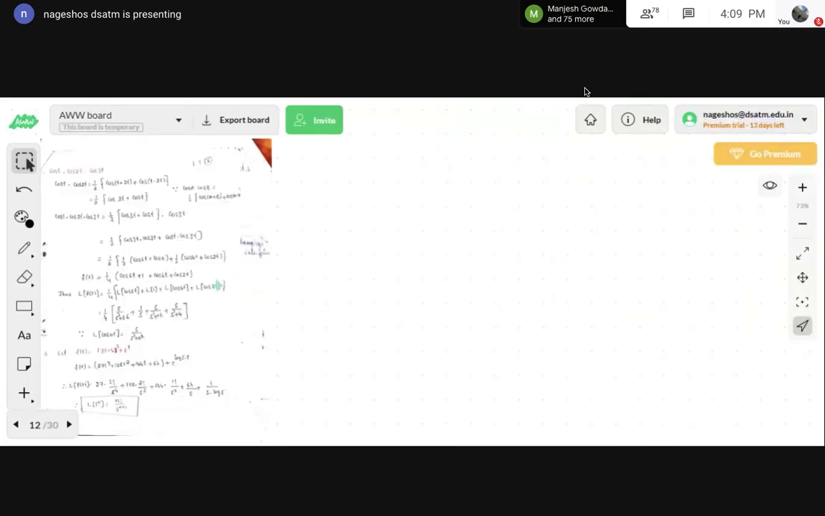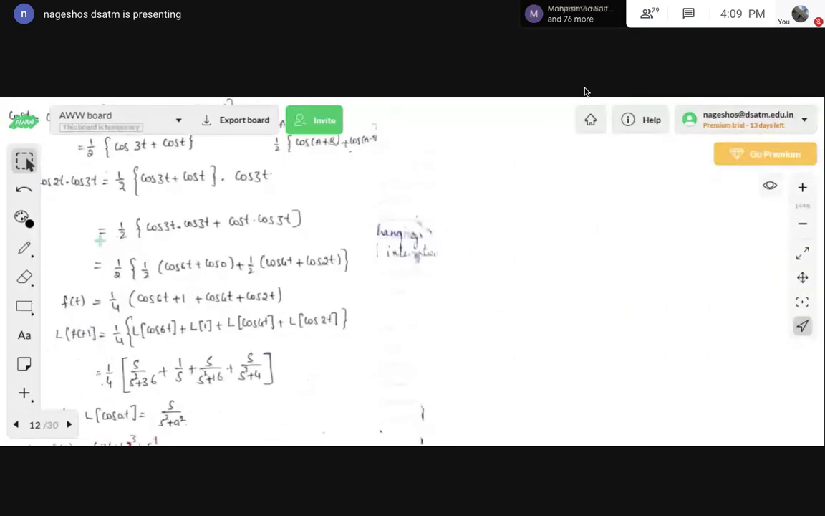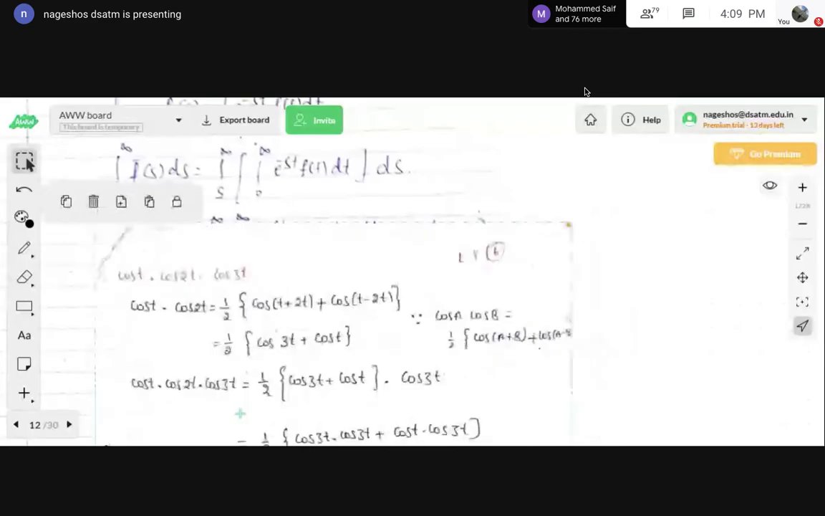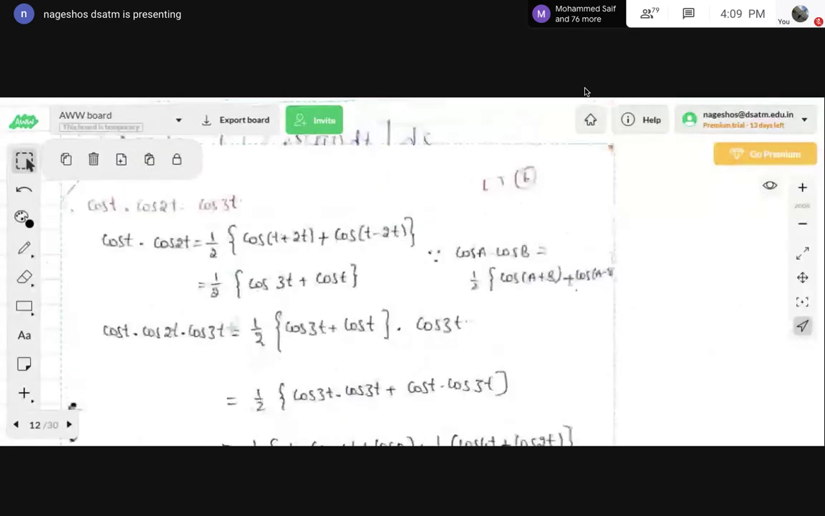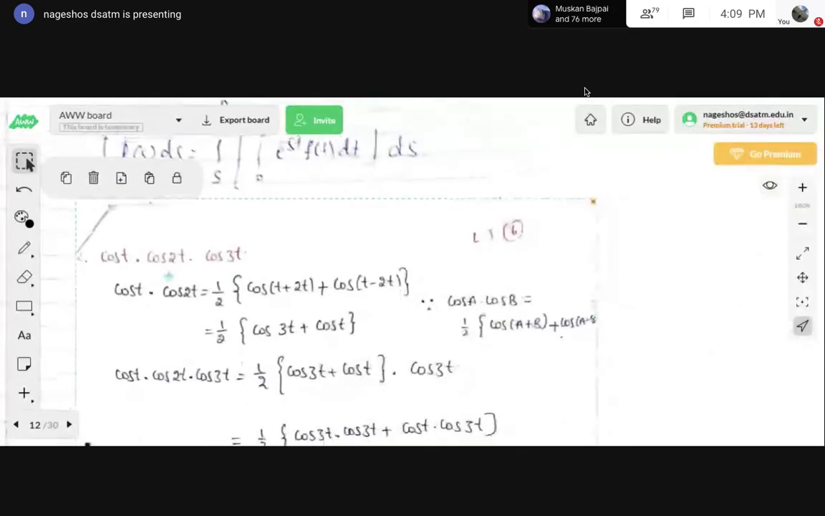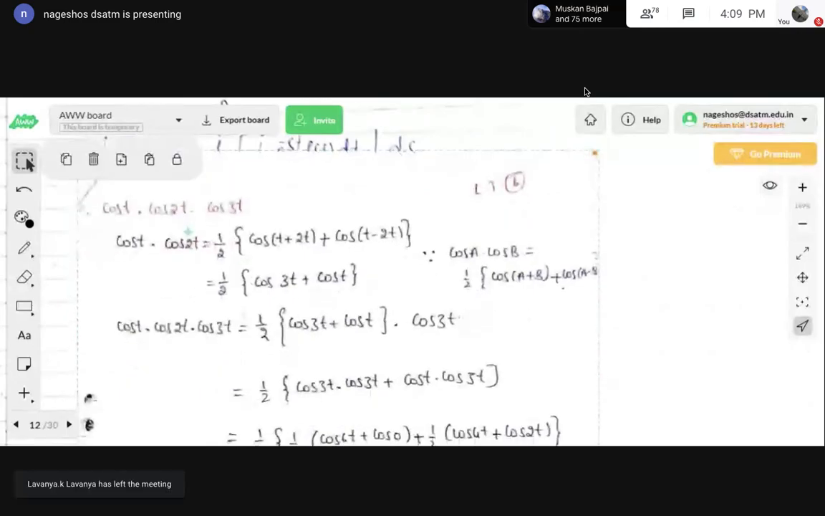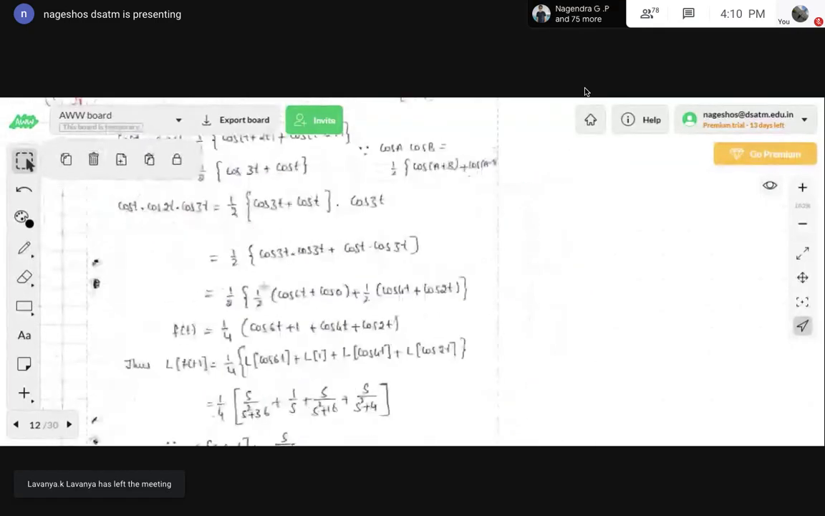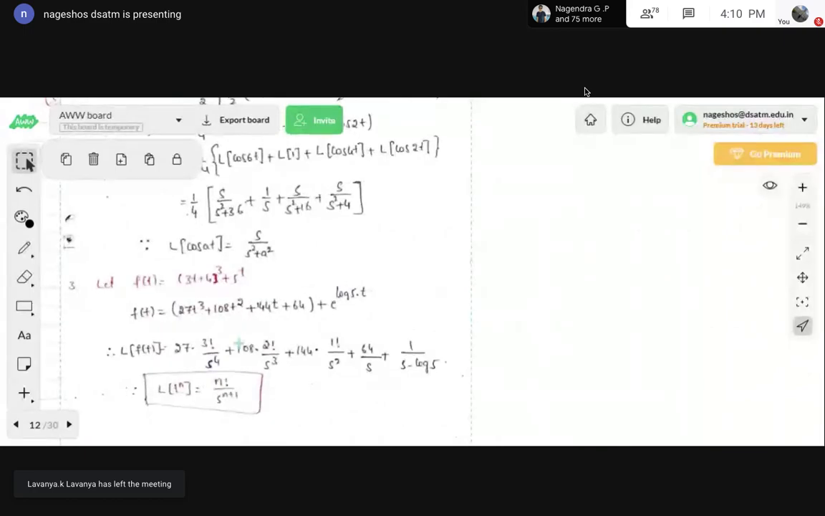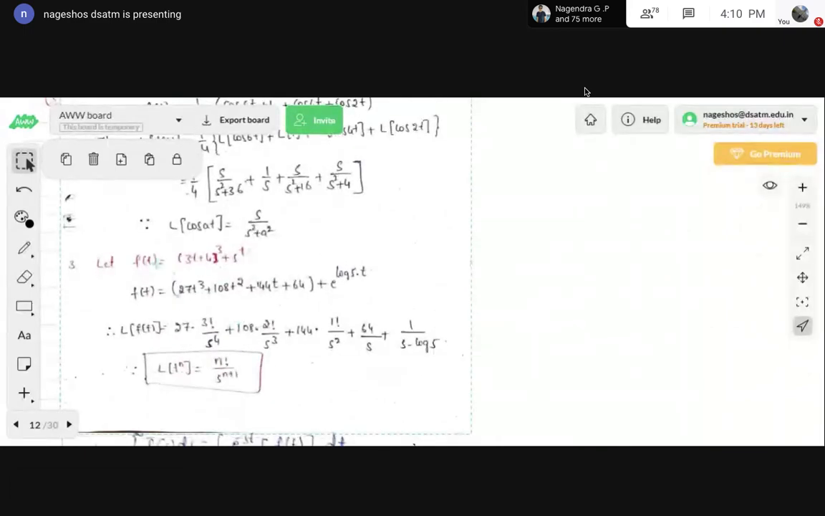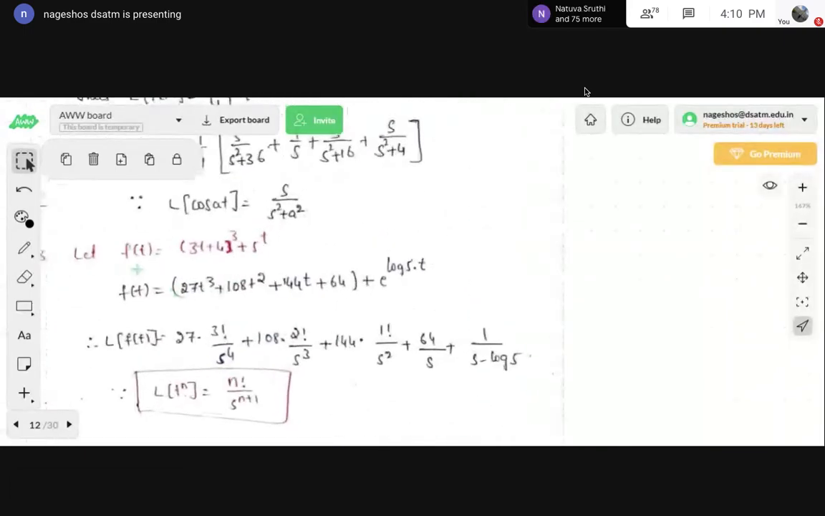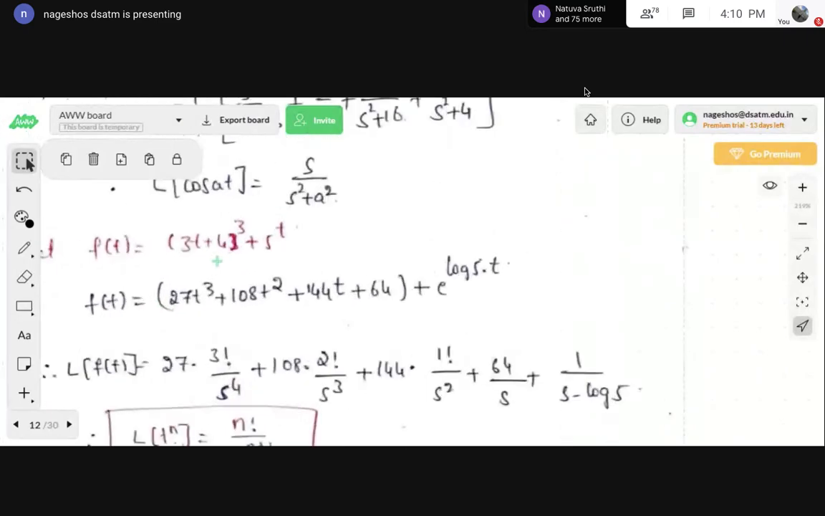Next problem. Cos t, cos 3t, cos 2t, cos 3t. Yesterday we did this, right? Now, find the Laplace transform of f of t equal to (3t plus 4) whole power 3 plus 5 power t. This one we will do.